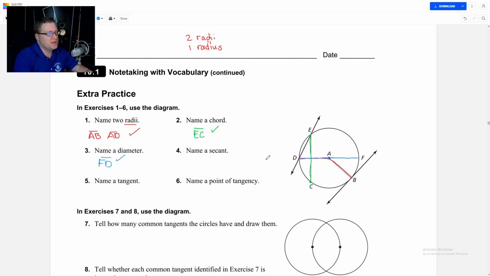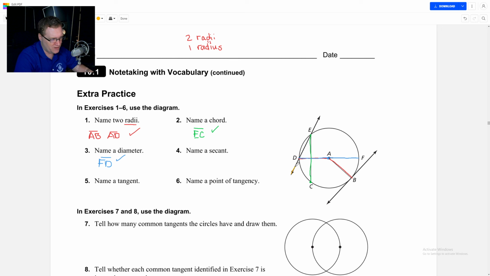Okay? Next, we need to name a secant, all right? Ooh, what is a secant? A secant is a line, not a line segment. It's a line, so it goes on forever, all right? And it has to go through the circle. It has to intersect the circle at 2 points, all right? Well, look here. Here's a line, and it intersects the circle at 2 points. So this must be our secant, all right? I'll mark it in yellow.